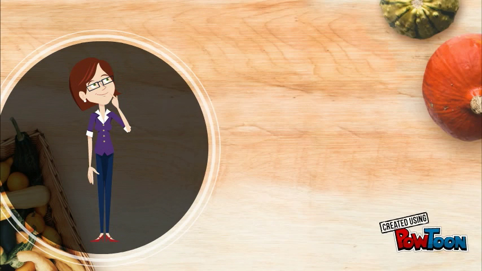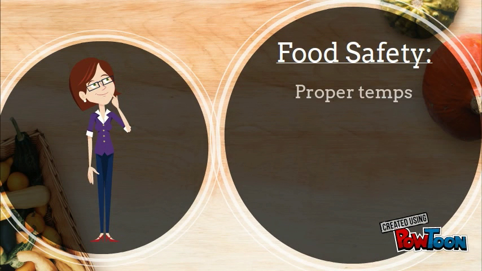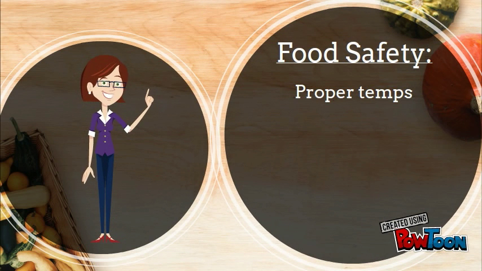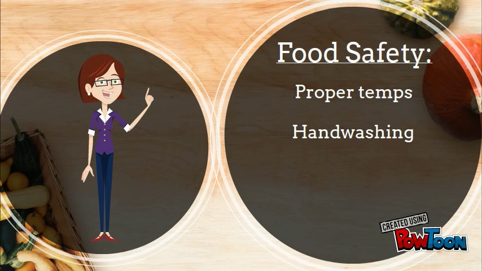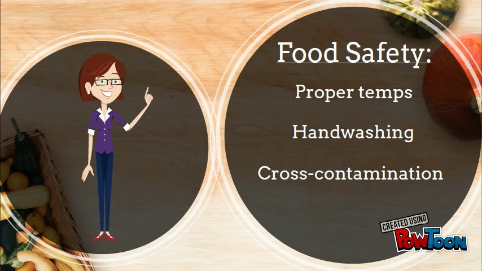Jane needs to cover food safety, including proper temperatures in which to store food and the safe temperatures that food must reach when it is cooked. She also needs to go over the importance of hand washing. Jane must also stress the importance of being mindful of cross-contamination.